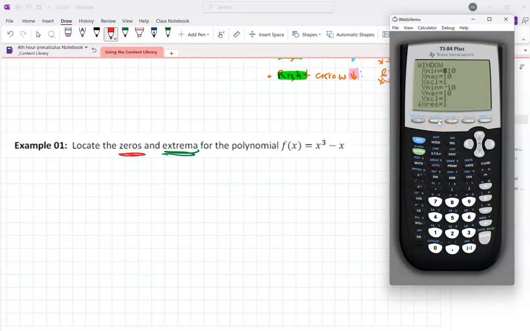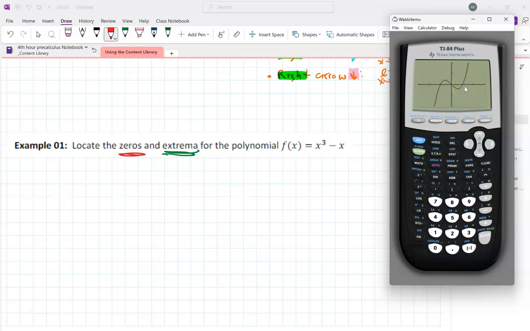So what I'm going to do is press the window button. I'm going to change my x min and x max to reflect that -3 to +3 window we just discussed, and change my y min and y max to reflect that -2 to +2 range. Everything else I'm just leaving at the default setting. If I hit graph again, that's a much nicer looking picture. I can definitely see what's going on there now. So I see I have 1, 2, 3 zeros and 1, 2 local extrema. You guys see that? Let's find the zeros first.